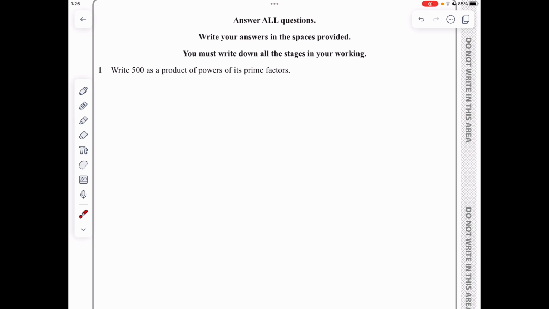divisible. In question 1, we are asked to write 500 as a product of powers of its prime factors. So we start by dividing 500 by 2. This leaves us with 250. This is also divisible by 2, so it's 125.